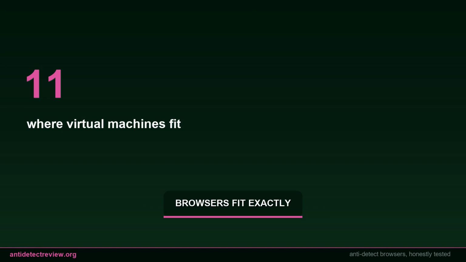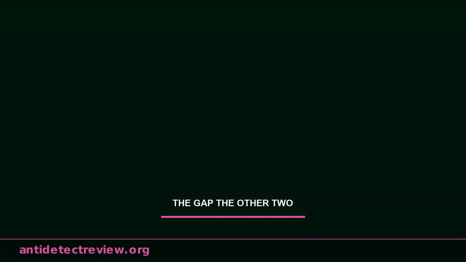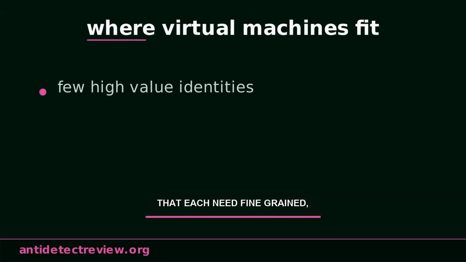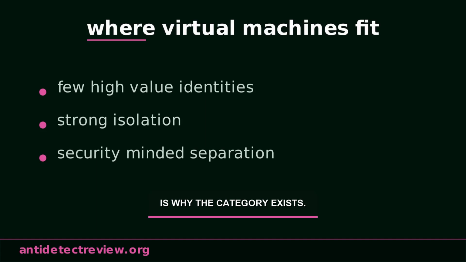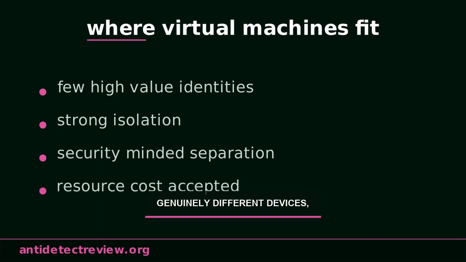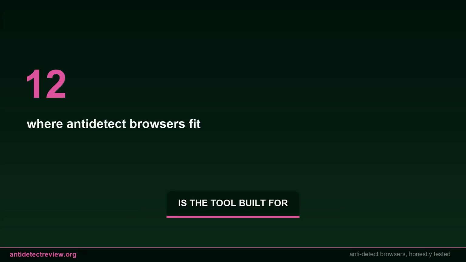Where Antidetect browsers fit: exactly the gap the other two leave. Many identities that each need fine-grained, consistent fingerprint separation run efficiently on ordinary hardware with per-profile proxies. That is the operator and agency use case, and it is why the category exists. If you are running more than a handful of accounts that need to look like genuinely different devices, neither Chrome profiles nor virtual machines get you there, and the Antidetect browser is the tool built for the job. It is not that it is always best, it is that it is best for that specific common need.